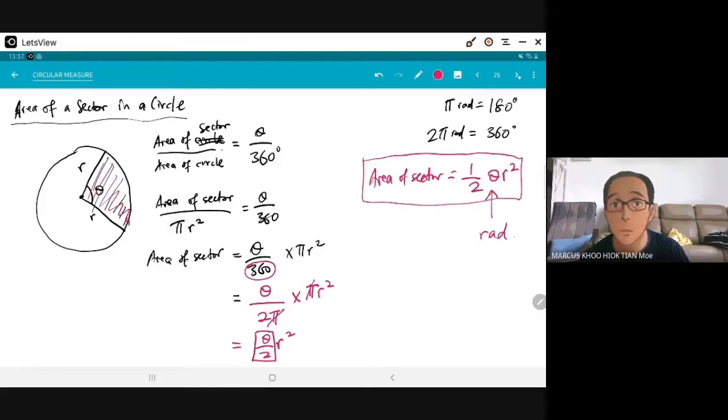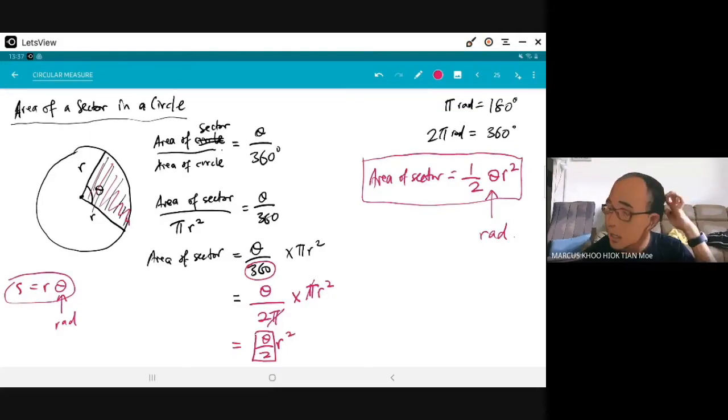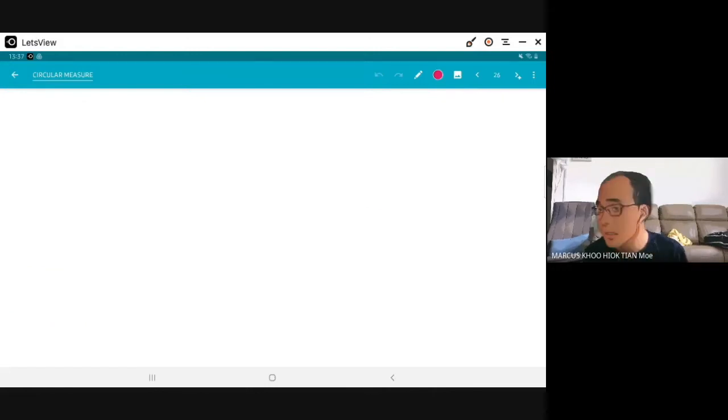We want to establish this fact. Just like the formula we used for S equals to r theta, we can only use this formula if the angle is in radian. That's the most important thing about this formula. So everything that we learn in this chapter, angle is radian, angle is radian, angle is radian. Except for certain cases, which I will come to in a little while. So let's do a couple of examples.